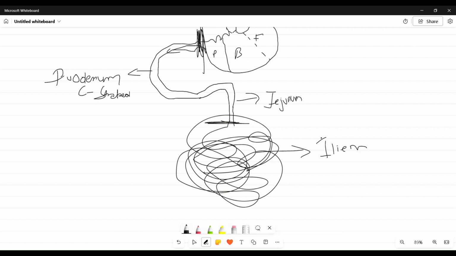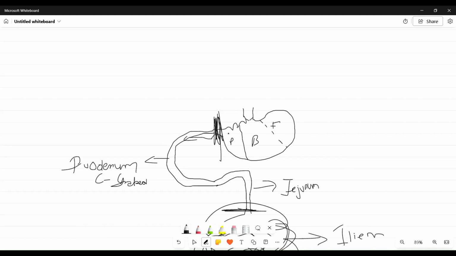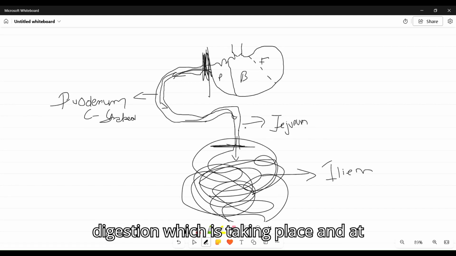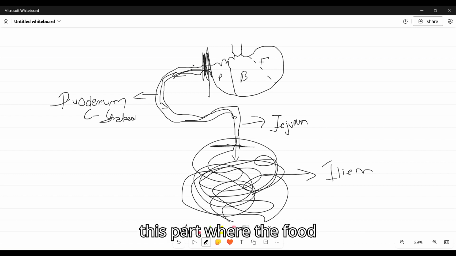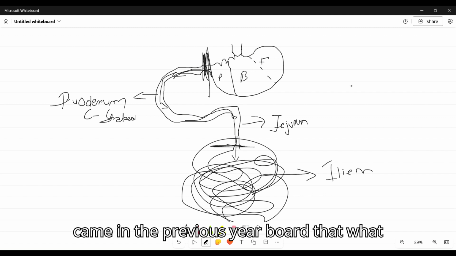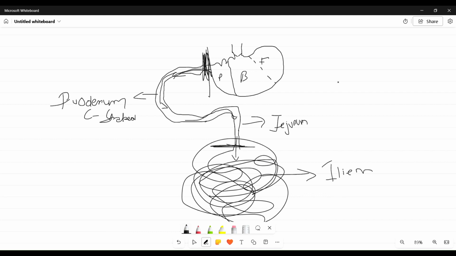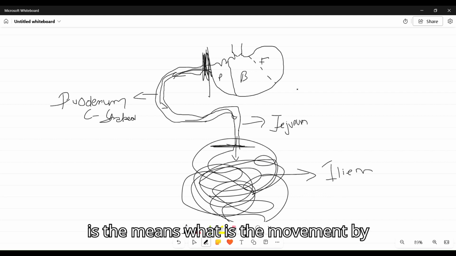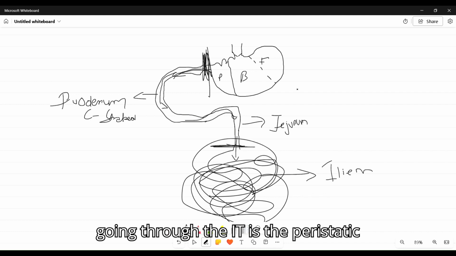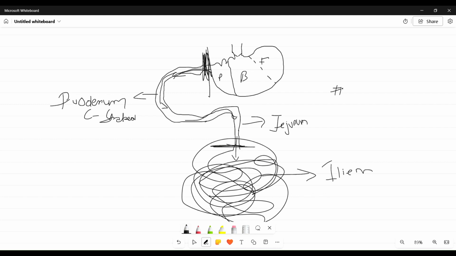The food, after being processed by the stomach, goes through the duodenum to the jejunum and at last to the ileum. There is a lot of digestion taking place here. The question came in the previous board: what is the movement by which the food is transported through the duodenum and jejunum? It is the peristaltic movement, also called peristalsis.